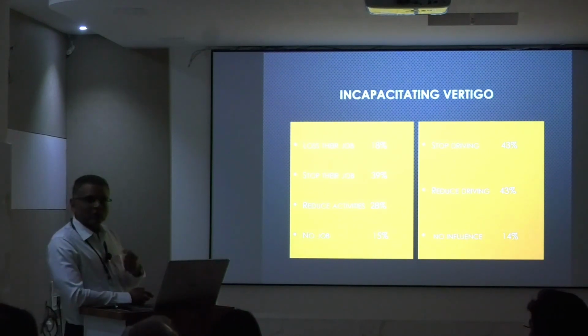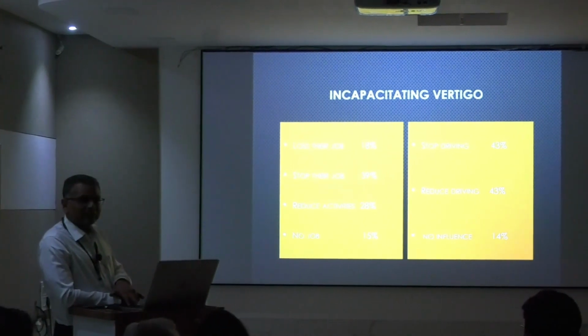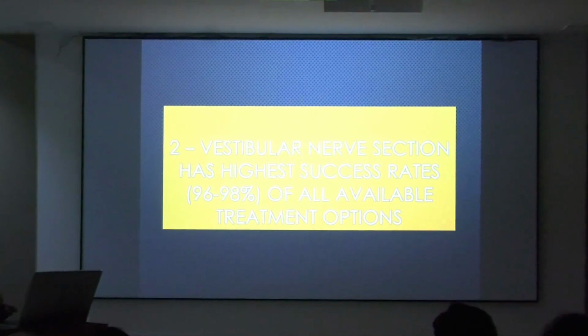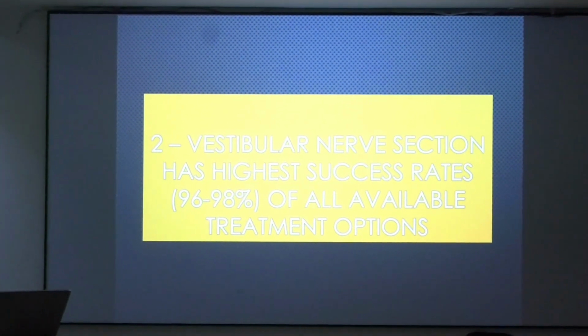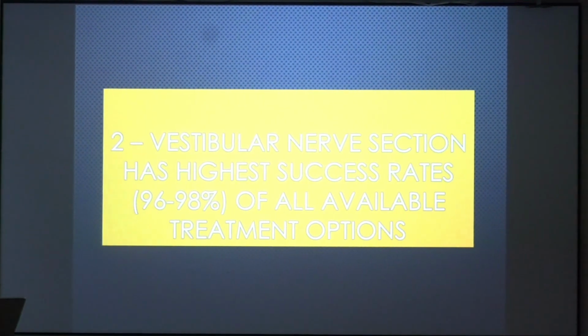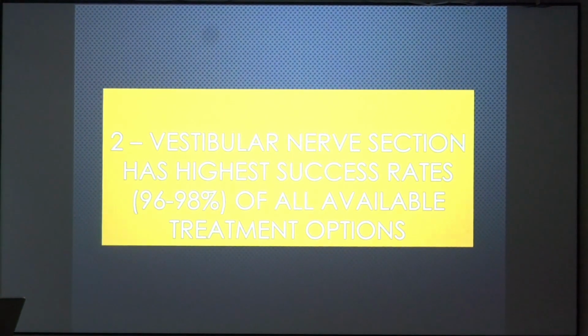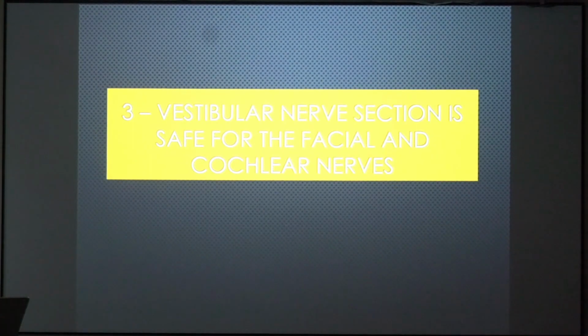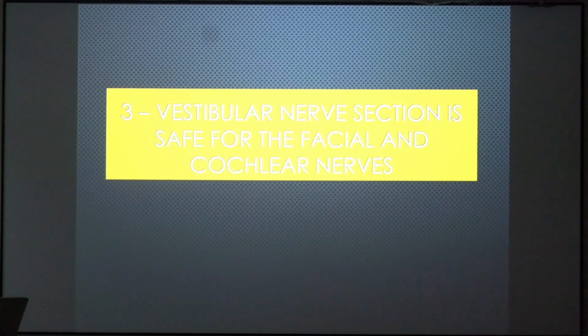These things appear small to us when we have not lost this independence, freedom. But when they lose their freedom, it becomes too big for them. Vestibular nerve section is the only surgical option which has the highest success rate of all available options. We will discuss endolymphatic sac and others with hearing preservation. And vestibular nerve section is safe for the facial and cochlear nerve. So it is not that we are going to remove her or his vertigo at the expense of something else. Everything else will remain the same as it is.